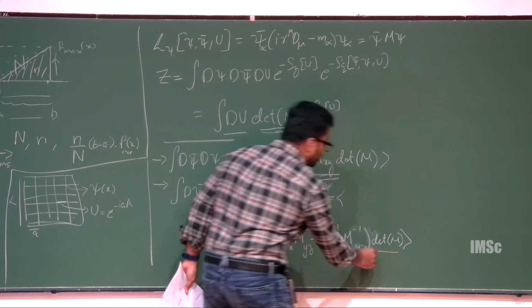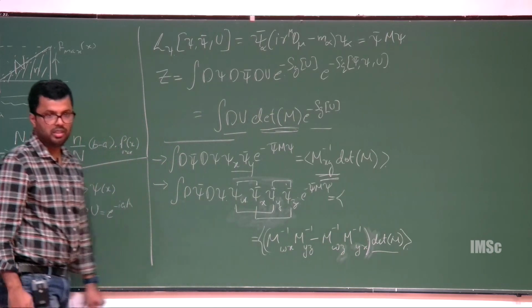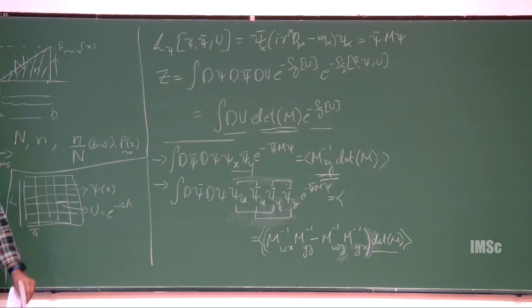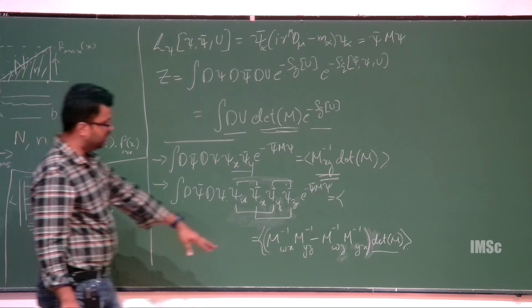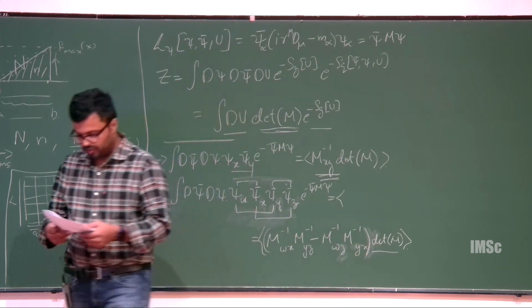I'm also going to drop this determinant of M because I assume that this is already built into the Monte Carlo simulations that I make initially. So later on, I'm going to drop this term as well, as and when it is convenient.